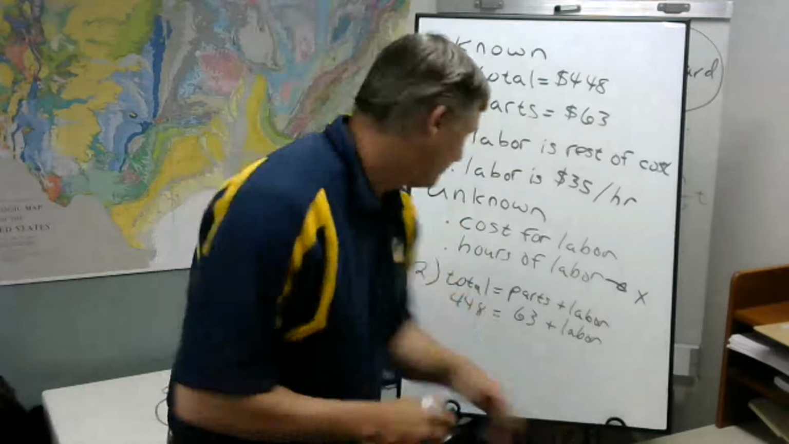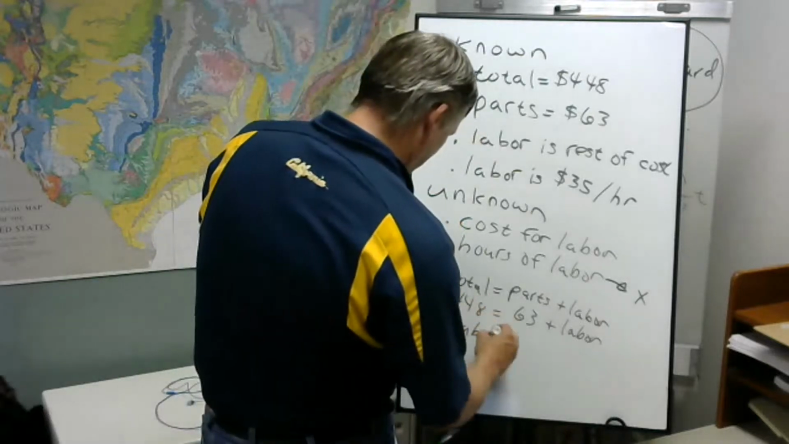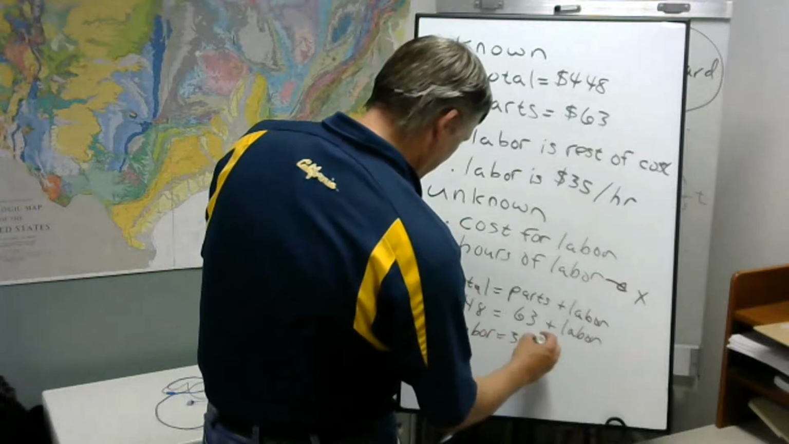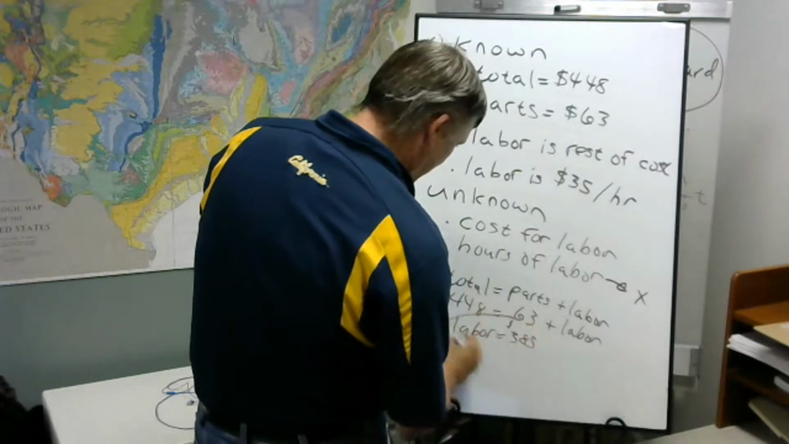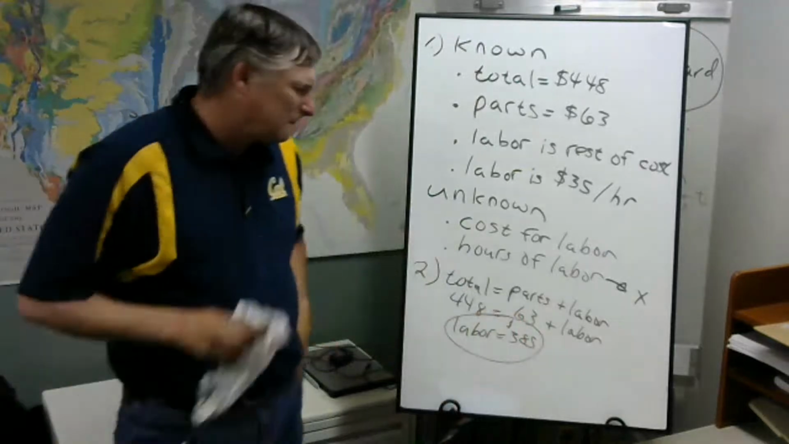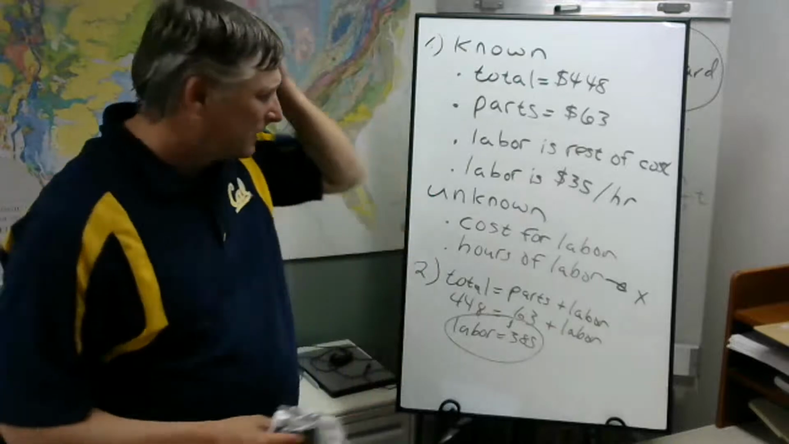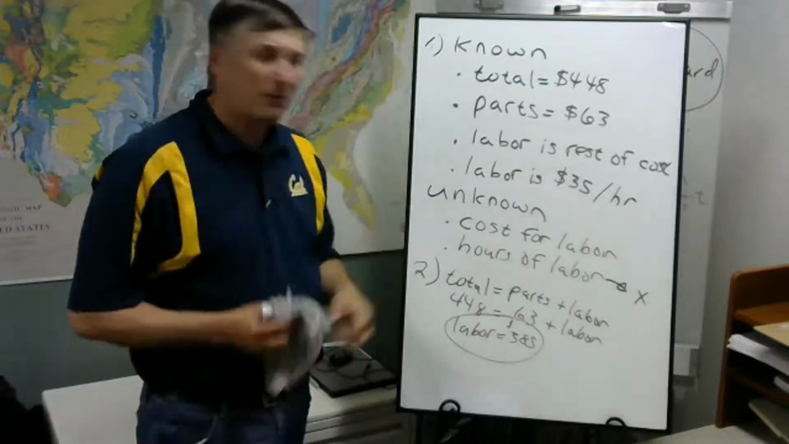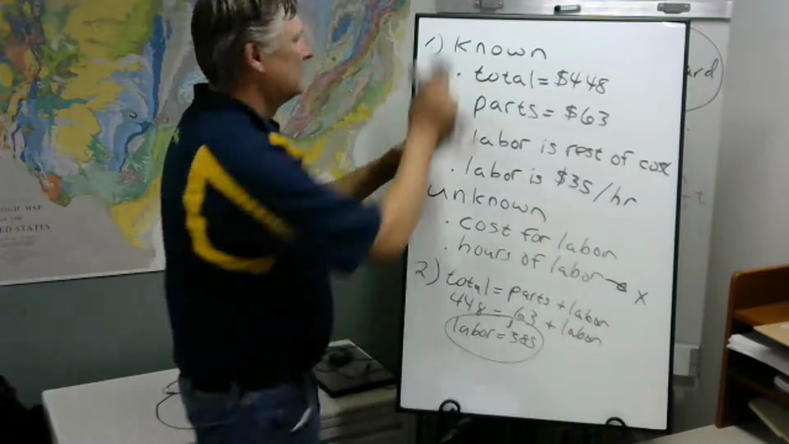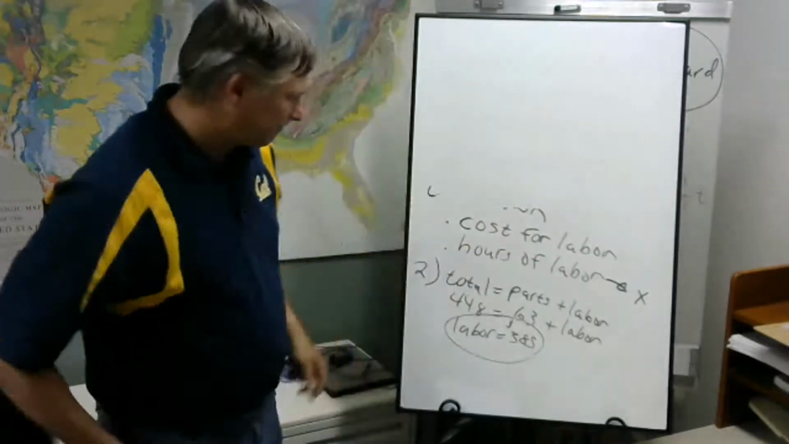So you get 385. For what it's worth, we can figure that out. But in step 2, we're really looking for expressions in terms of X. And what we're missing is the hours of labor. So how do we find the hours of labor?